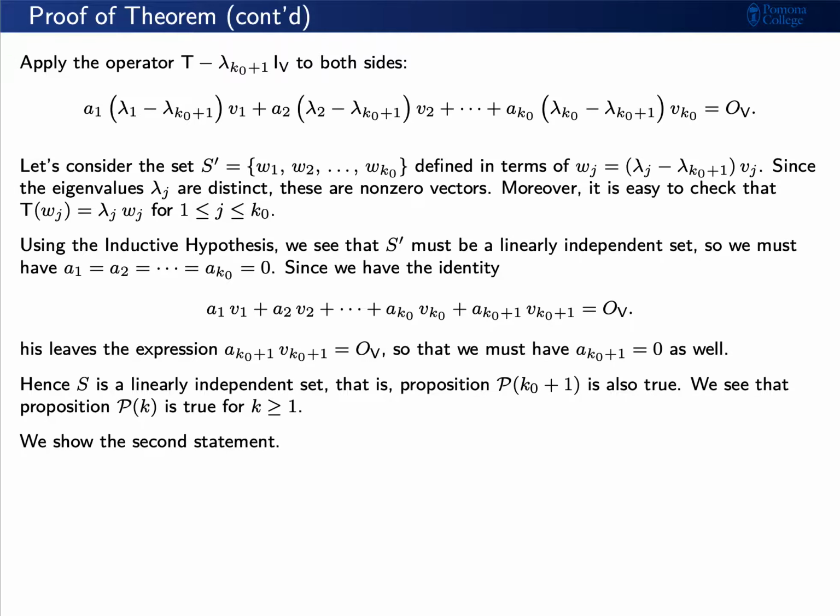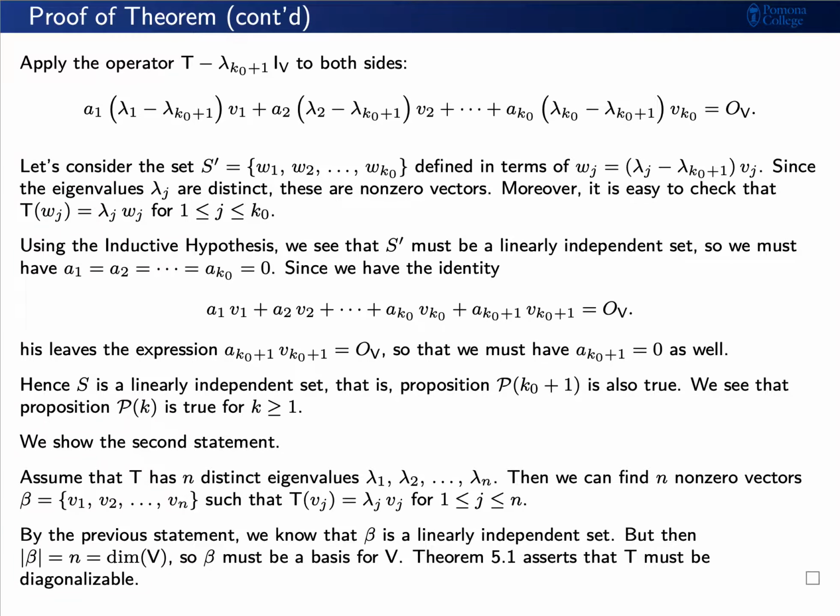So let's go ahead and show the second statement. Let's assume that our linear transformation T has n distinct eigenvalues, lambda 1 through lambda sub n. According to the statement, we know that we can find n non-zero vectors in beta such that T of v sub j is lambda j v sub j. But we know that beta is a linearly independent set, and the size of this set is the dimension of V. So this means that beta must be a basis for V.